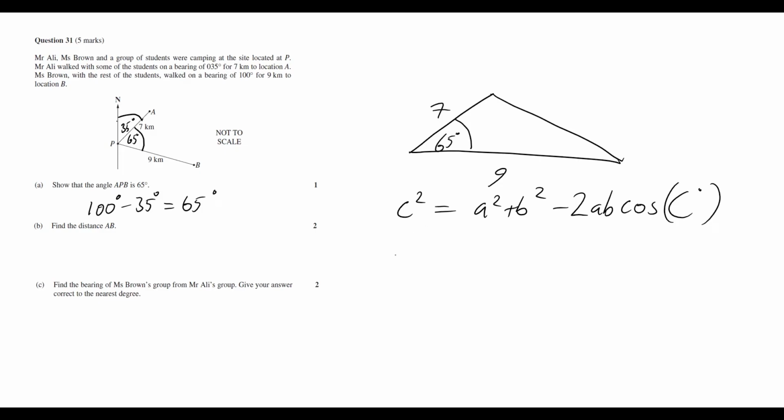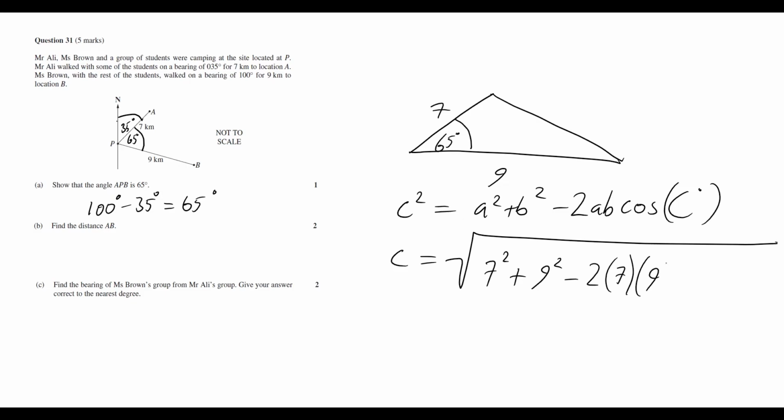Okay, so what will this look like now? c equals the square root of, let's say a is 7, so we'd have 7 squared, plus b would be 9, so 9 squared, minus 2 times a times b, times cos of c. So c is that internal angle there, so 65 degrees. And when we substitute all those values into our calculator, the answer that we get is that AB is around, we'll round it to 2 decimals, 8.76 kilometers.